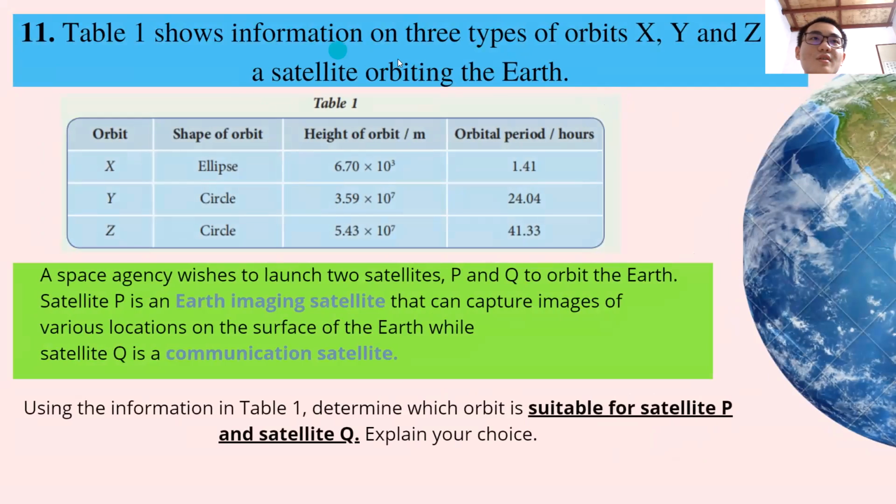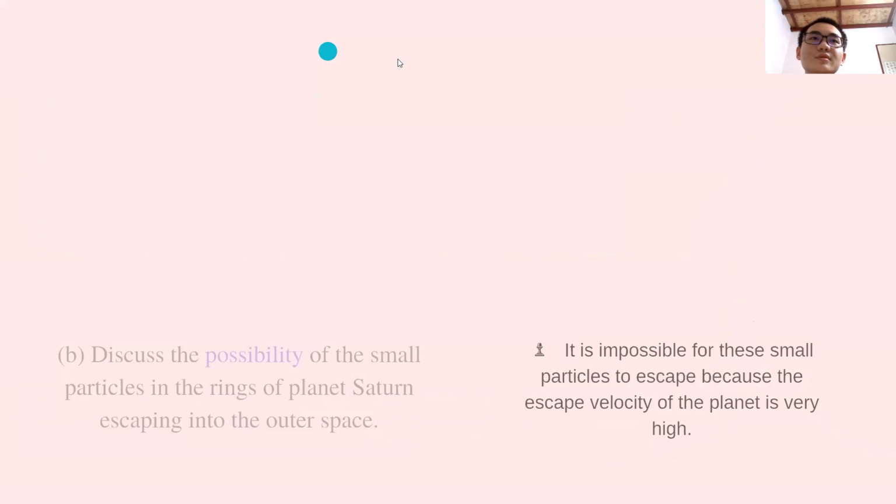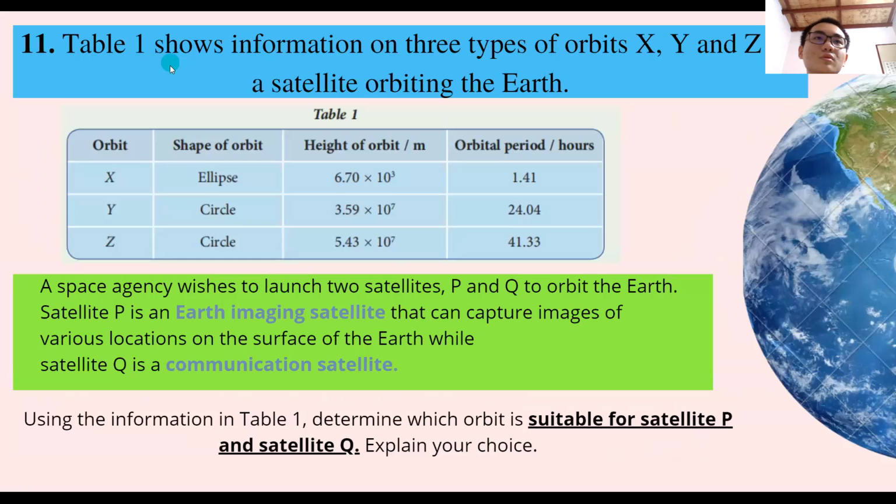Now question 11. Sorry. Table 1 shows information on 3 types of orbits X, Y, and Z for a satellite orbiting the Earth. So this is about the table. Orbit X, Y, Z, shape of orbit, height of orbit, orbital period here.